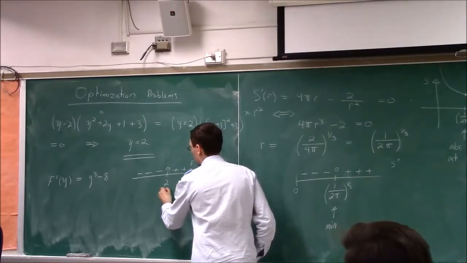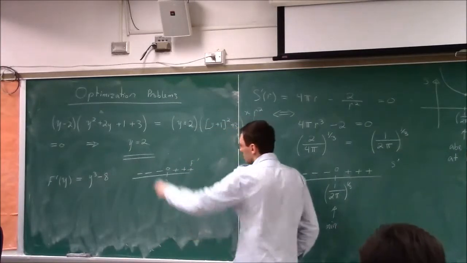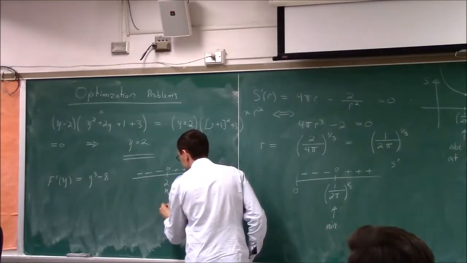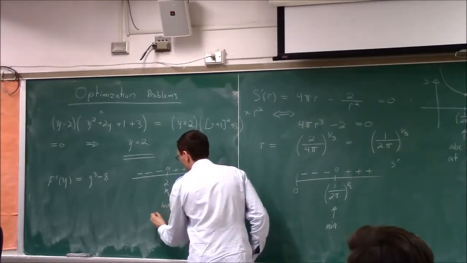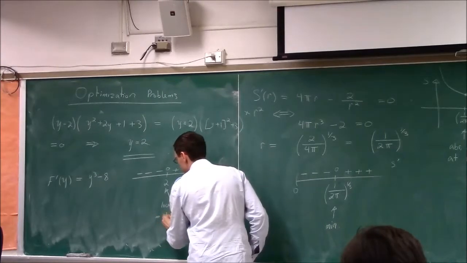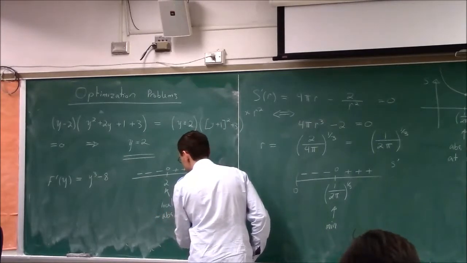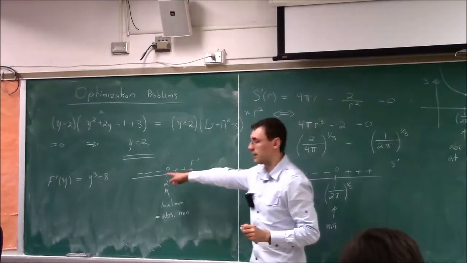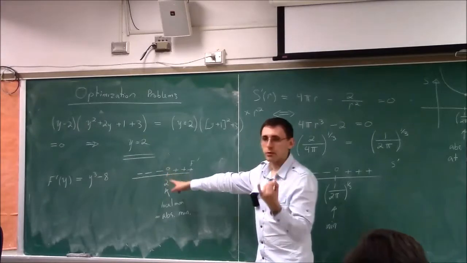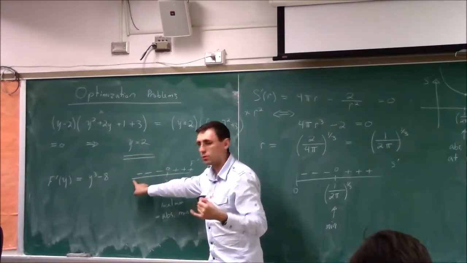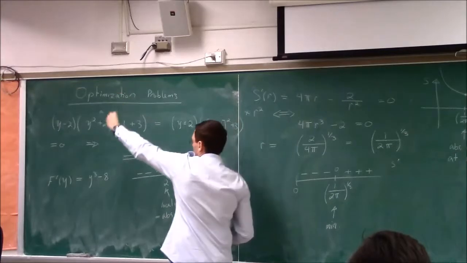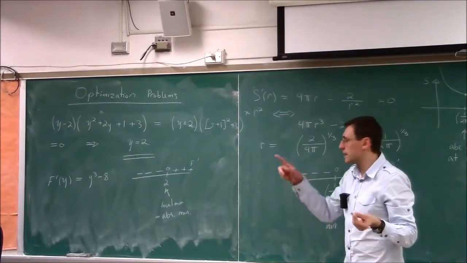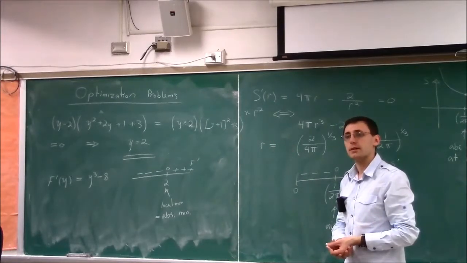So 2 corresponds to a local minimum, which has to be the absolute minimum. You see why it's the absolute minimum? Because we found the derivative to be 0 at only one point. Below 2, it's negative, which means it's decreasing all the time up to 2, and then increasing after 2. So just by analyzing the behavior of the derivative, you know it has to be an absolute minimum.